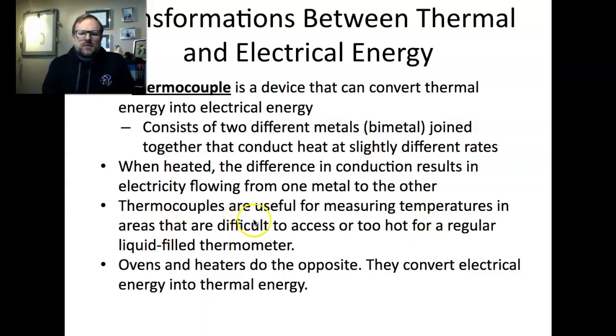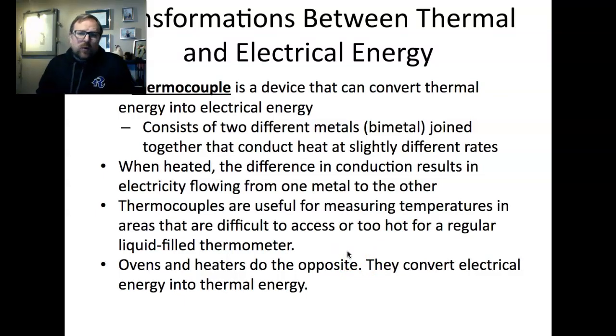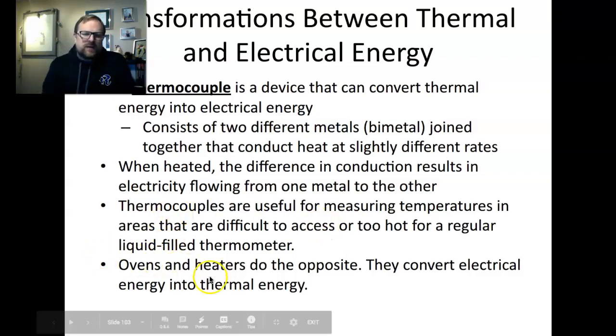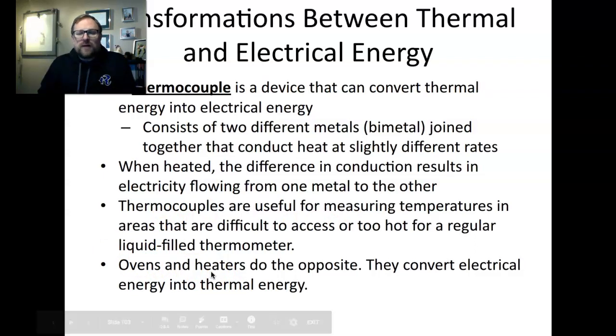So thermocouples are useful for measuring temperatures in areas that are difficult to access or too hot for a regular liquid-filled thermometer. One place where you might find a thermocouple is in your furnace, to register how much heat is moving through it so that it knows when to shut off so it doesn't overheat. Ovens also have this.